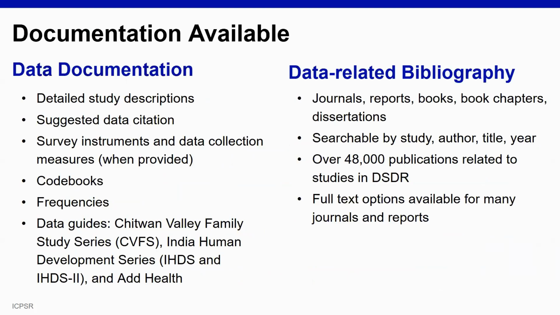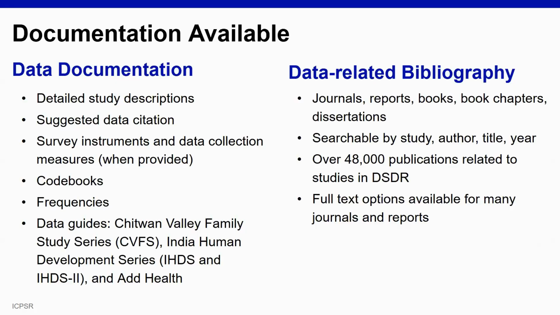Documentation is a priority, as Trent was alluding to, for DSDR. Data documentation includes detailed study descriptions. We provide instruments and measures when available. We do code books and frequencies and suggested data citations. We have data guides, which provide additional support and help with common analysis issues such as weighting questions. At the moment, we have guides for Add Health, the Chitwan Valley Family Study, and the India Human Development Survey, and we will be developing additional guides going forward.